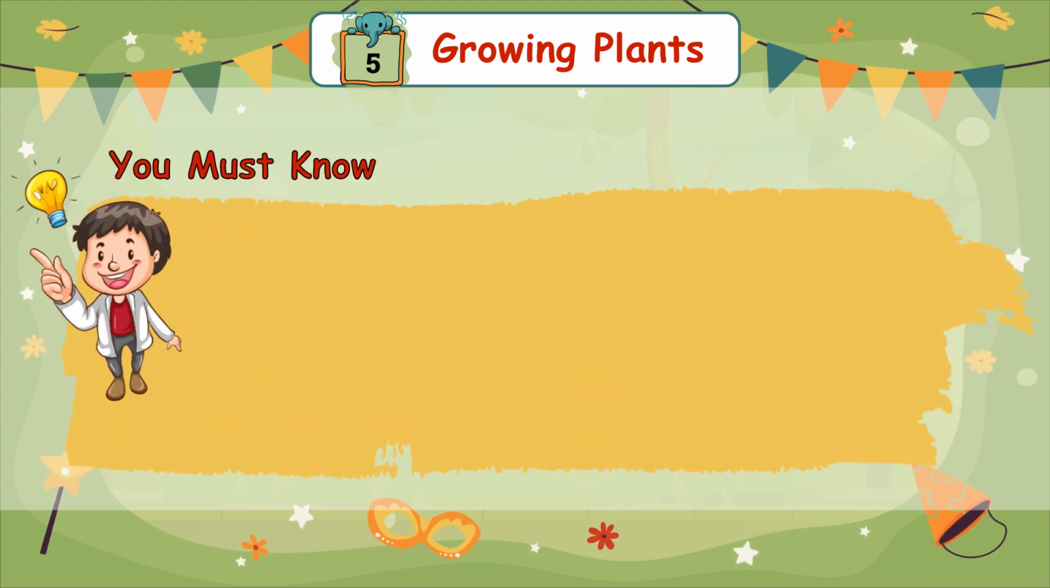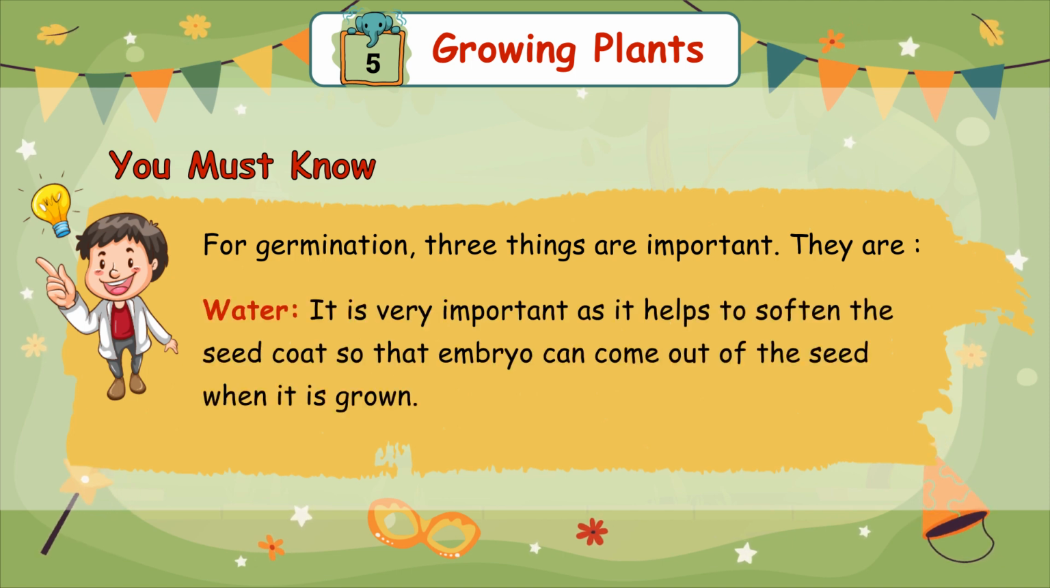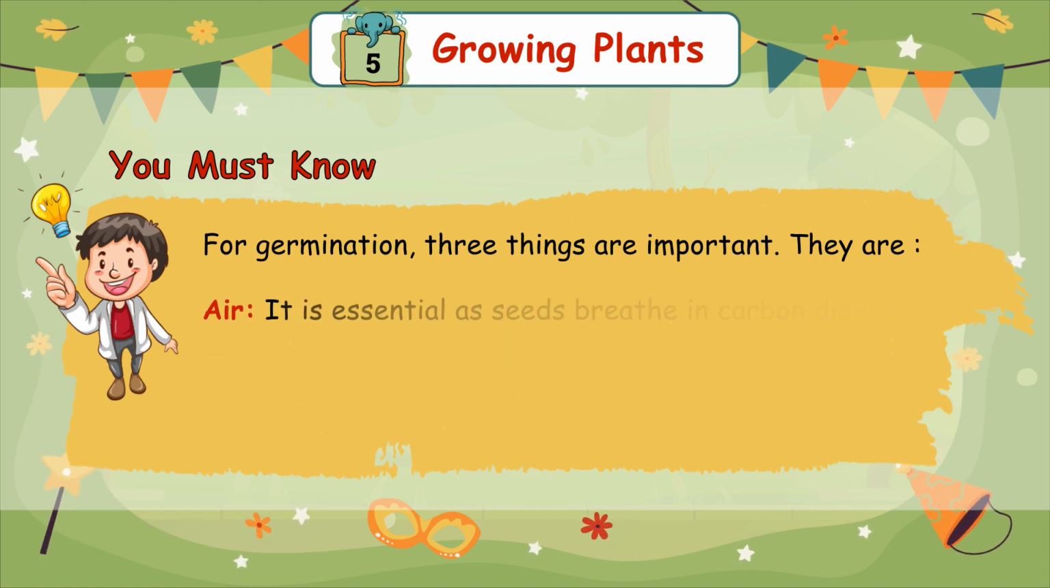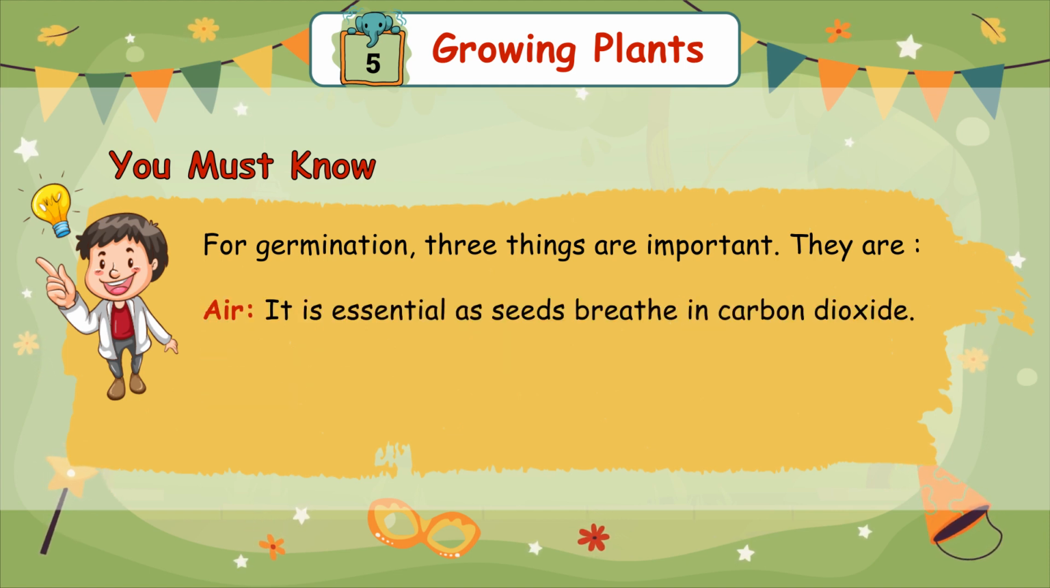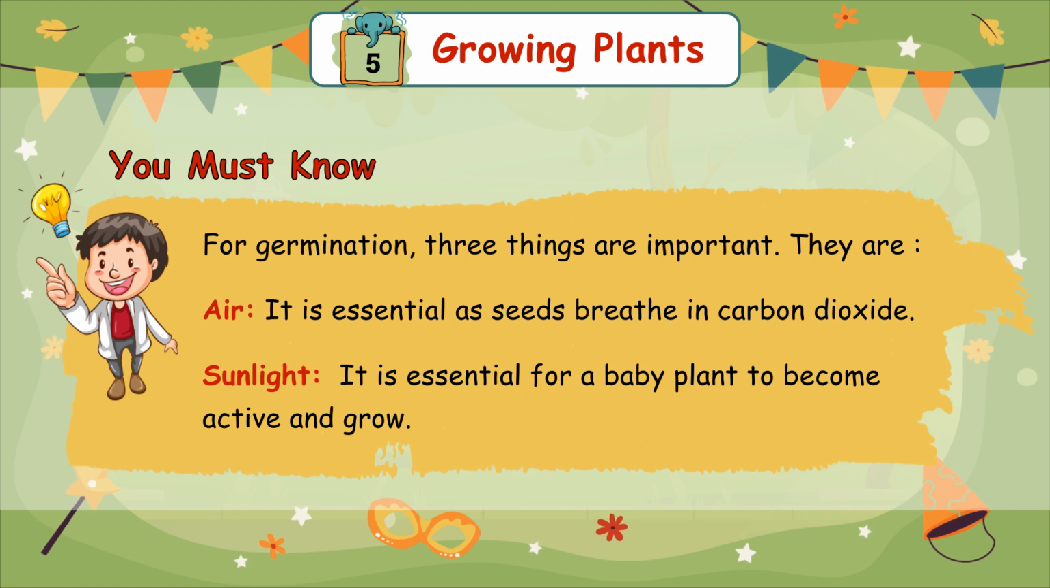You must know, for germination, three things are important. They are water. It is very important as it helps to soften the seed coat so that the embryo can come out of the seed when it is grown. Air. It is essential as seeds breathe in carbon dioxide. Sunlight. It is essential for a baby plant to become active and grow.